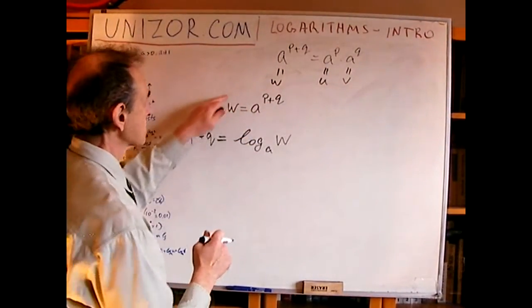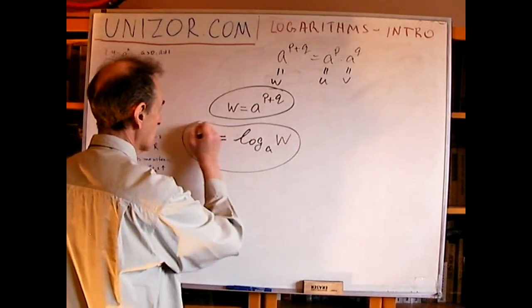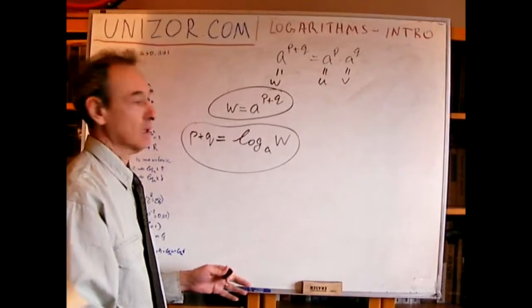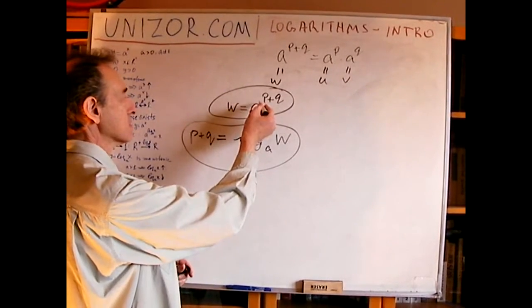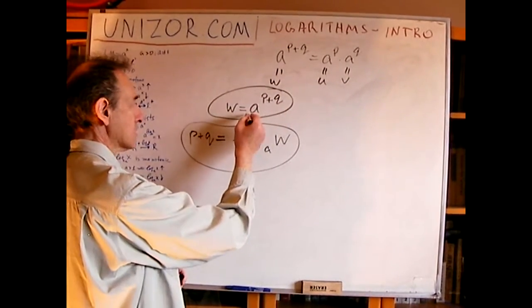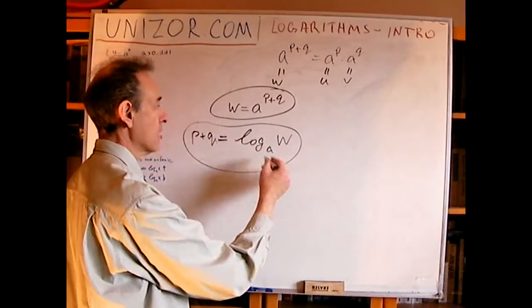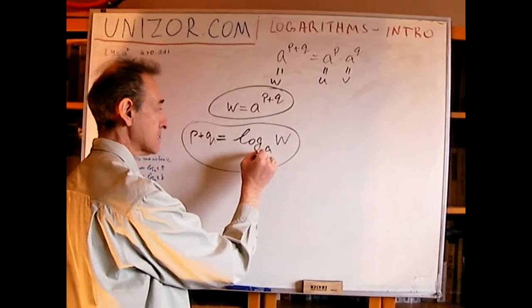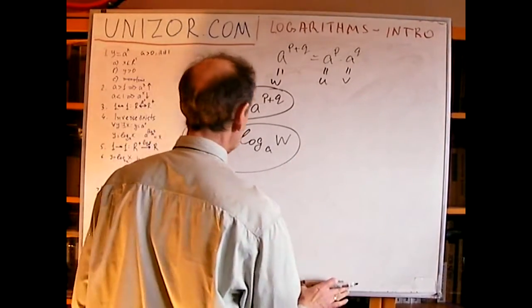So from this, I can write this. They mean exactly the same thing. This is a definition of logarithm, basically. If you have this, p plus q is the power I have to raise a to get w. P plus q is, by definition, logarithm, a power I have to raise the base to get the argument. That's the same thing.